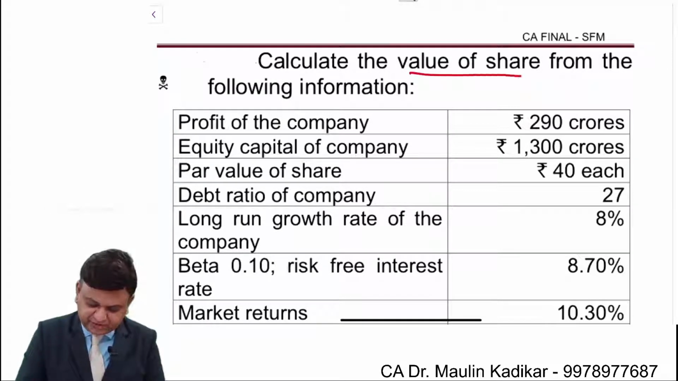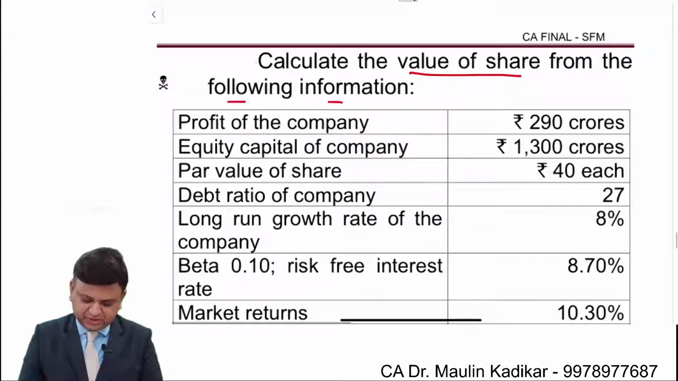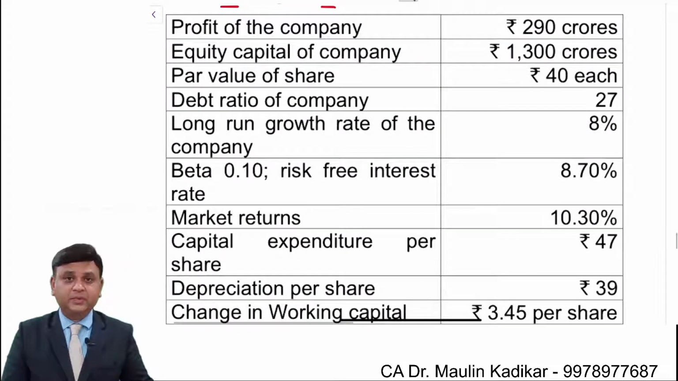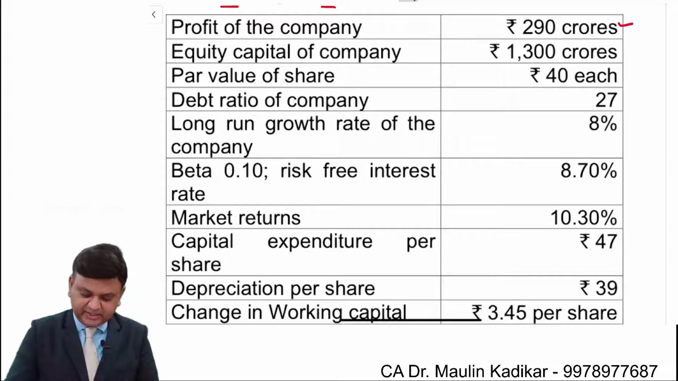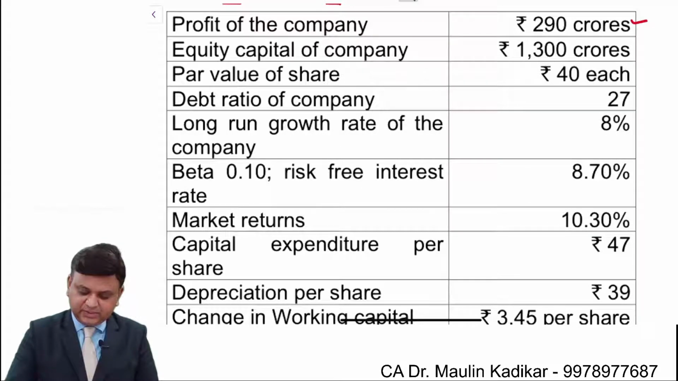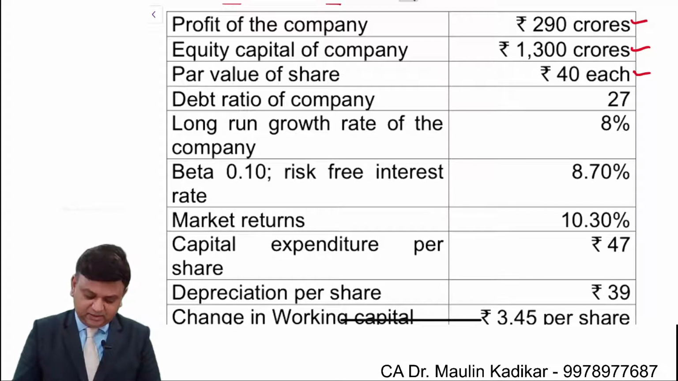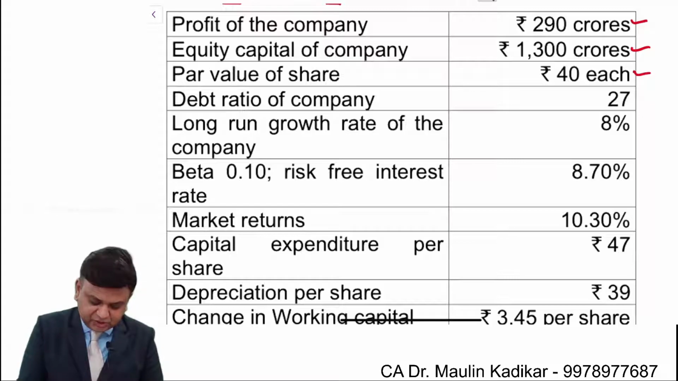Calculate the value of the share from the following information. Profit of the company is given as 290 crore. Equity share capital is given as 1300 crore. Face value of the equity share is 40. Debt ratio of the company is 27%.